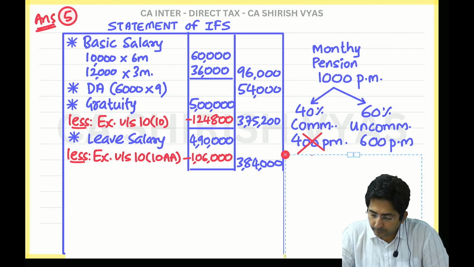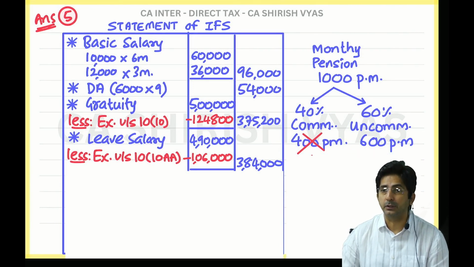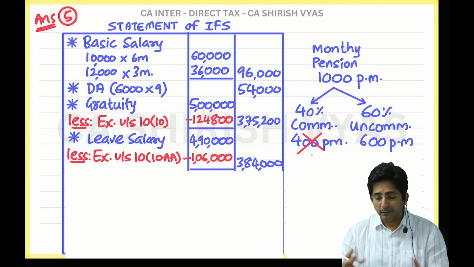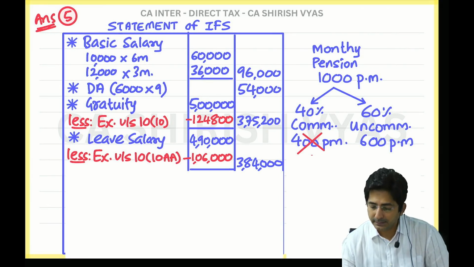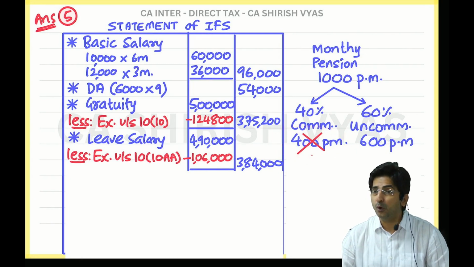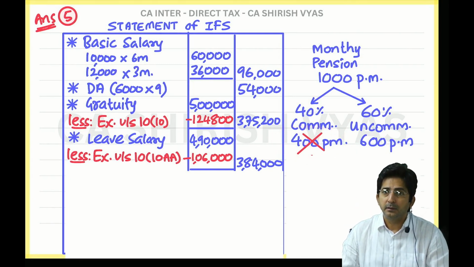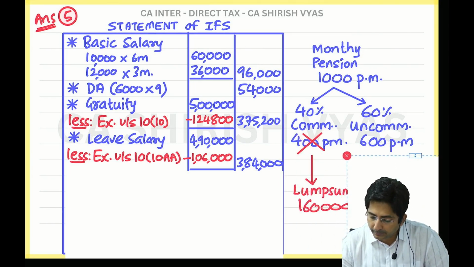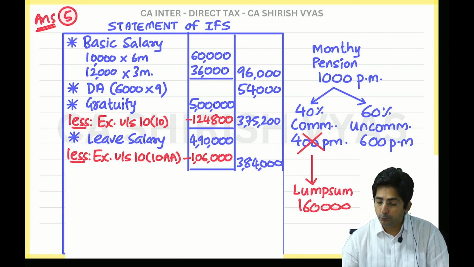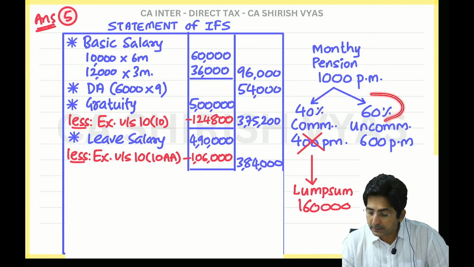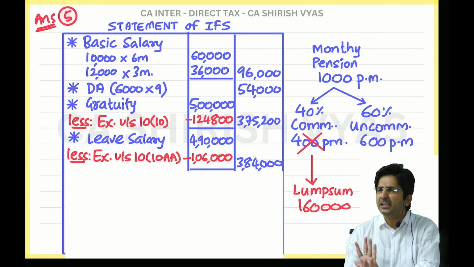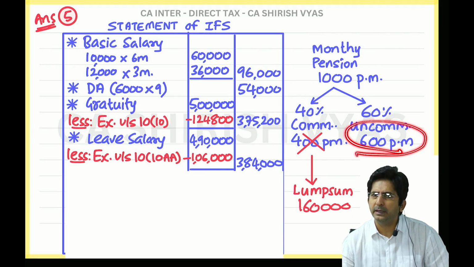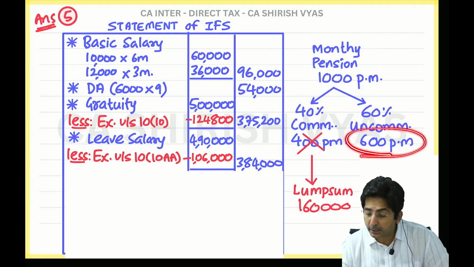40% comes to how much? 400. Tell me, 400, why did I cancel it? Commute means what? Your monthly amount gets cancelled, you get a lump sum. See, this is 400 per month. But now you don't want per month, you want a lump sum. So this will get cancelled, and in place of this you get a lump sum amount. And what is the lump sum amount you will get? 1,60,000. But see, you have commuted only 40%. What about 60%? Uncommuted means unchanged. It is monthly, it will remain monthly. Means this 600 per month, you will get on a month-to-month basis only.